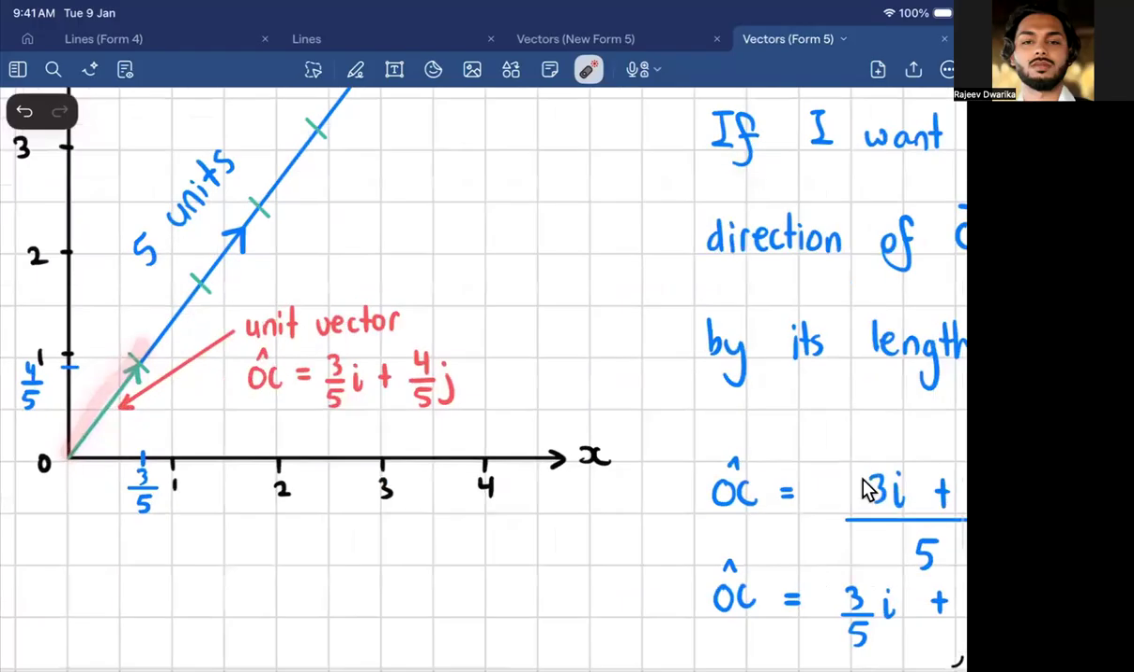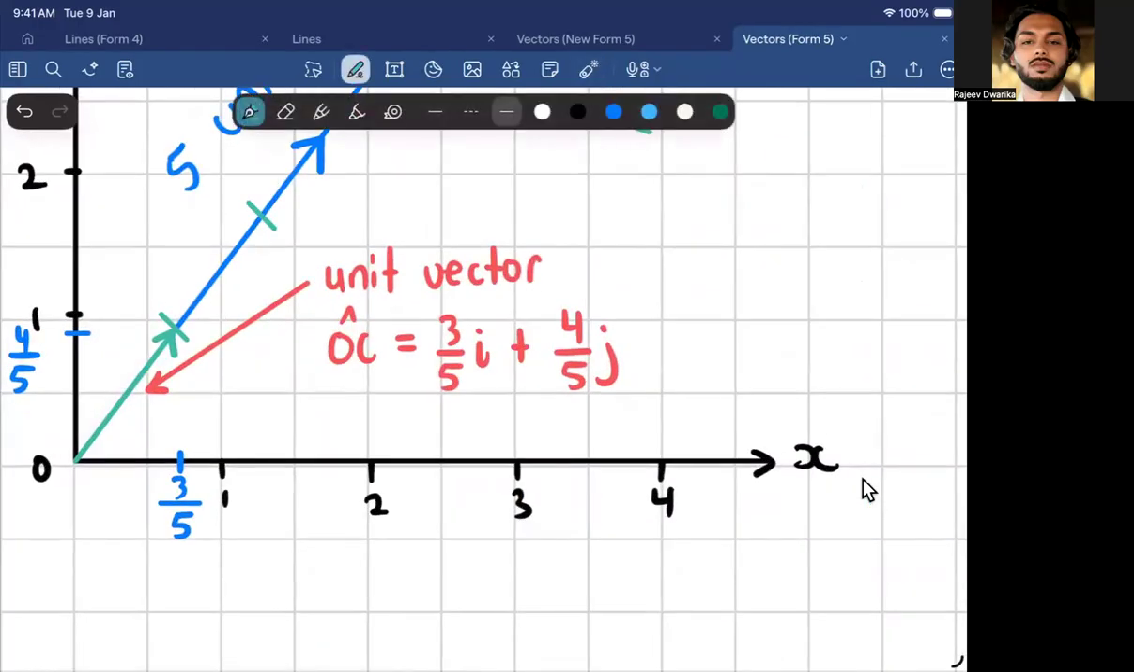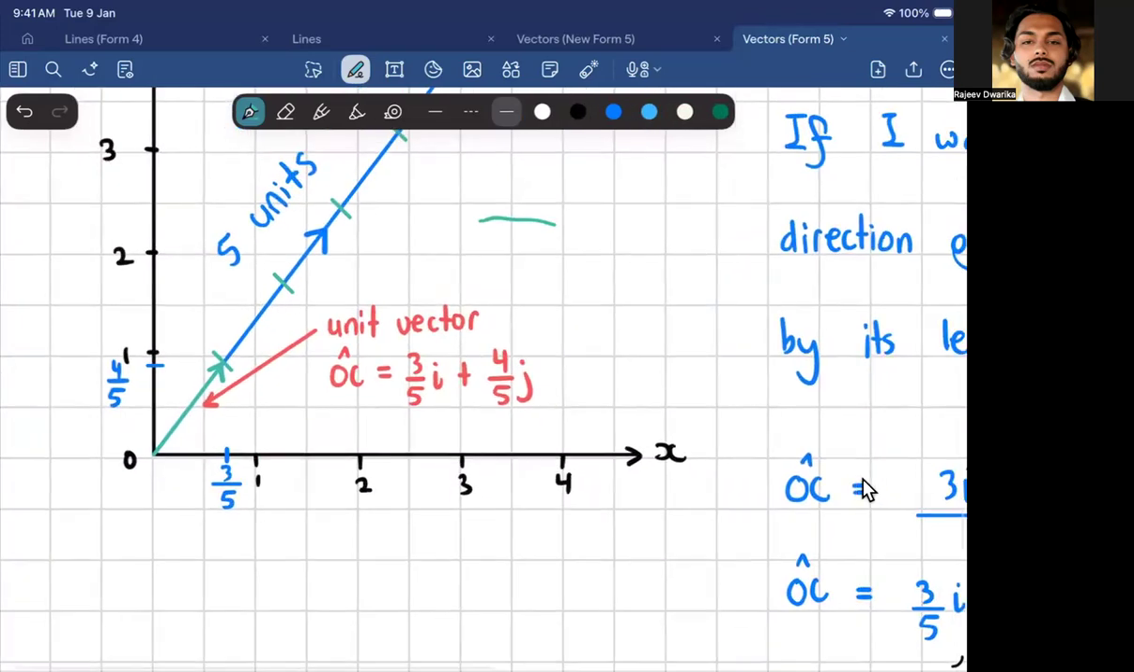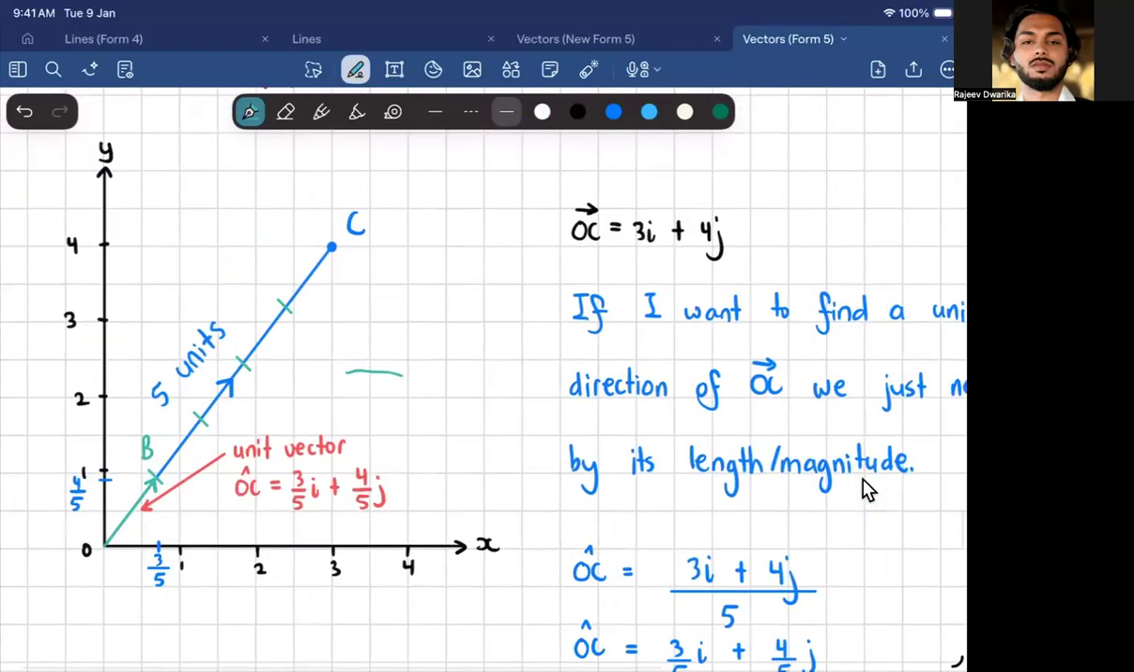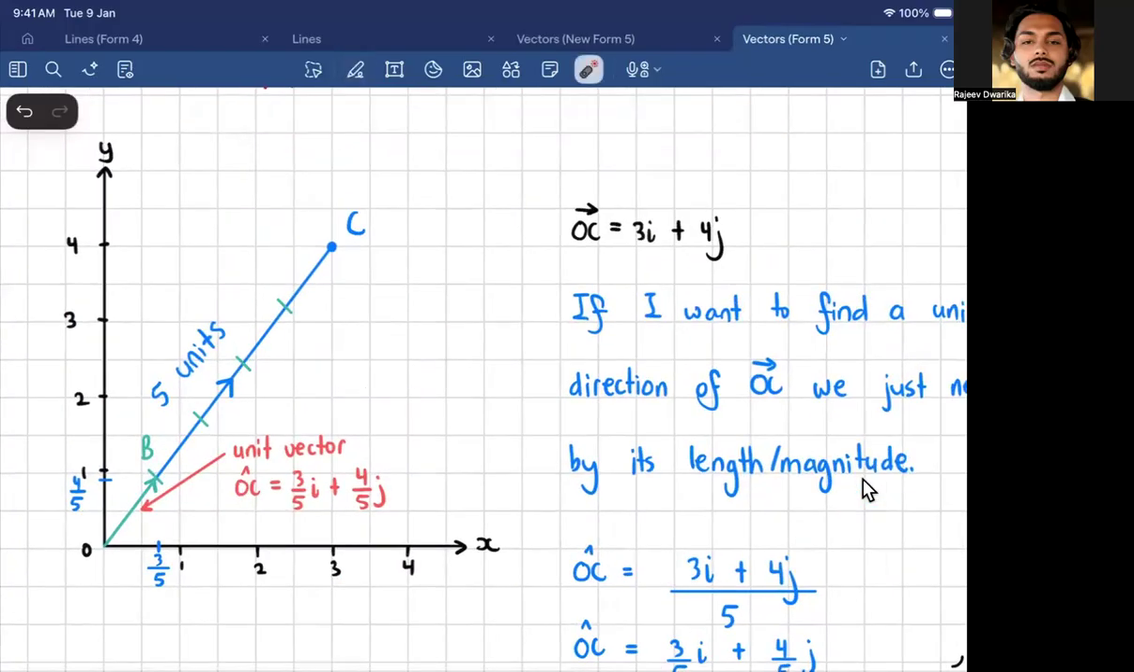Let me give this thing a name. Let me just call this B. If I wanted to walk from O to B, what do you think the distance would be? What length? That would be 1. It'd be 1, right?